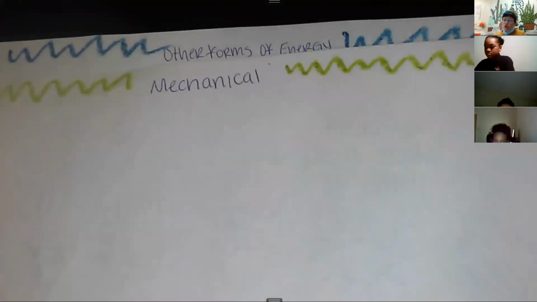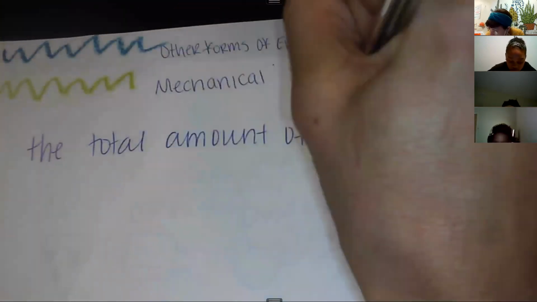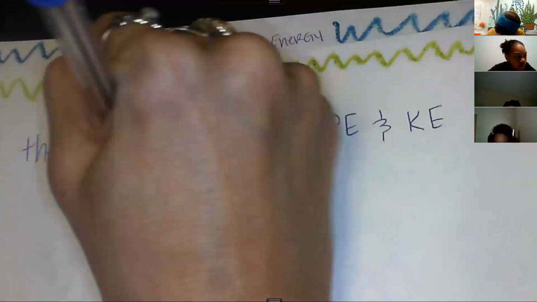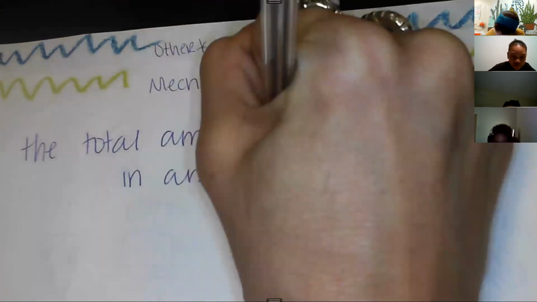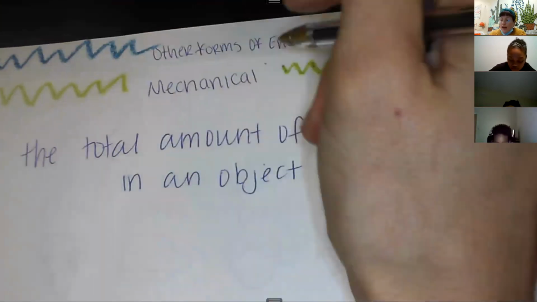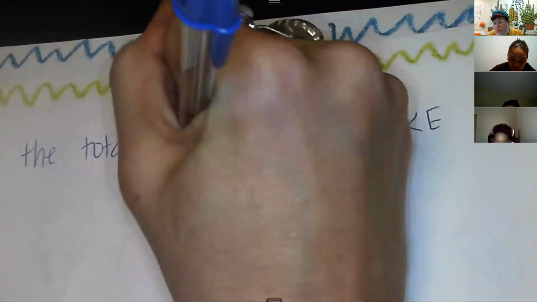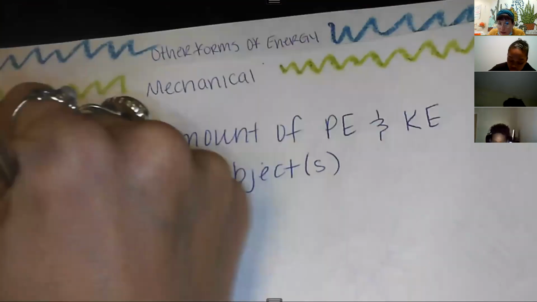This has to do with the total amount of potential and kinetic energy in an object. So this is the total amount of potential energy and kinetic energy in an object. So the idea, or objects. The idea is when an object has the potential to move and then moves.